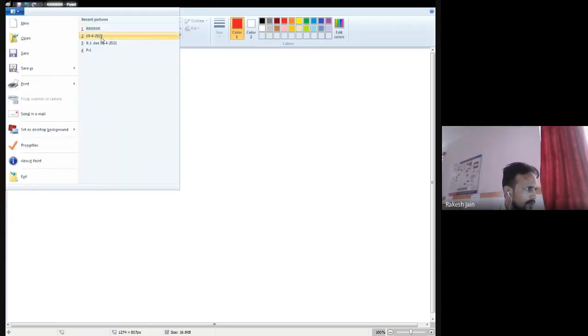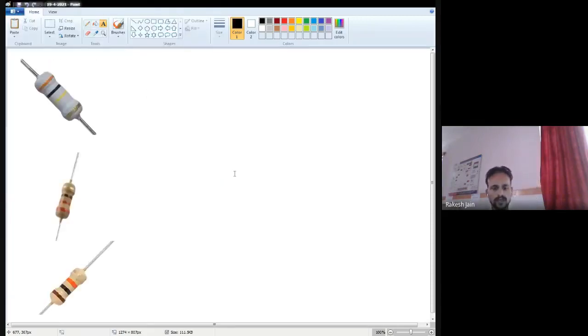Now see this MS Paint file. There are three components in which color lines are there. On the topmost one: orange color, then black color, then yellow color, and the last one a gold color. In the second case: orange color, then brown color, then gold color. In the third case: brown color, black color, orange color, and gold color. So what kind of components are these three? These are resistors.